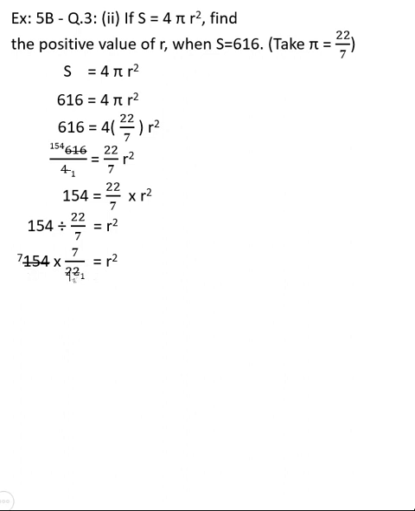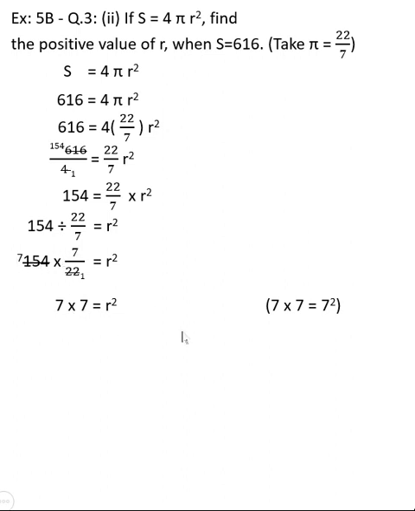So here we read table of 22 up to 154. It will be 7 times. So 22 1 is the 22 and 22 7 is the 154. That means if we multiply 22 by 7, it will become 154. So the remaining will be 7 multiplied by 7 is equal to r square.